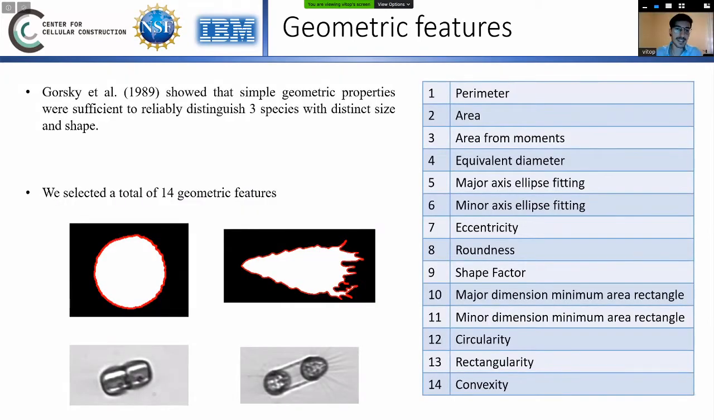In 1989, it was already shown that if you have species of plankton which are distinct in size and shape, then geometry is enough for the classification. And this is true, for example, for these two images that you see at the top of the slide. However, that's not true for the other two species of plankton, which are similar in geometry, though of course they have very distinct texture. That's why you go with multiple kinds of features. And when I say geometric features, I mean perimeter, area, eccentricity, circularity, and so forth.